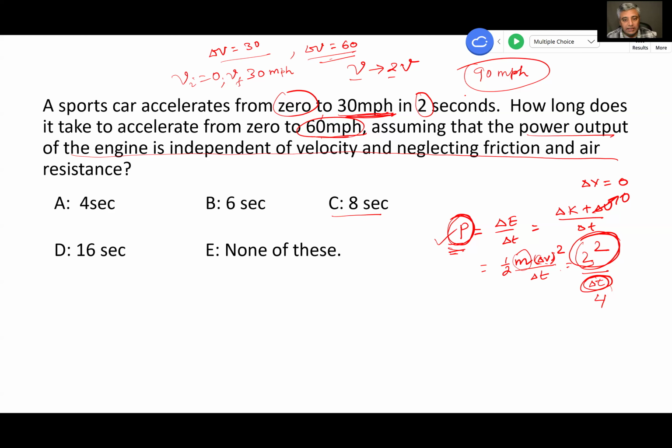So that's why when you are driving a car, get onto the highway, and you are trying to reach that maximum speed, it takes longer and longer to get to higher and higher speed. Okay, so the 4 seconds would have been the correct answer if this formula of kinetic energy was just delta V, not V squared.